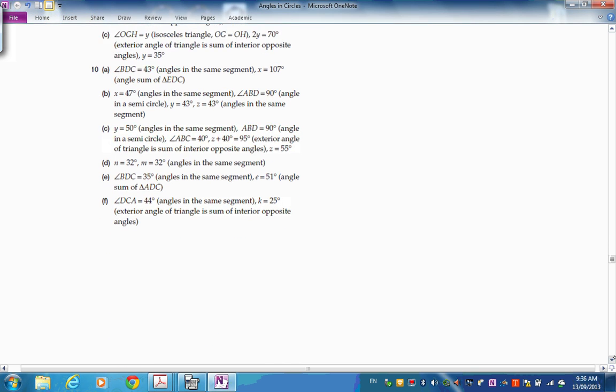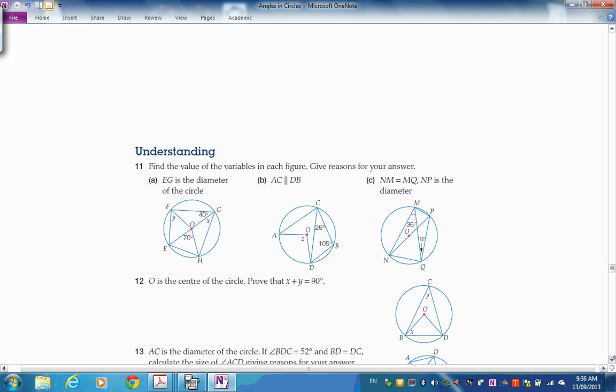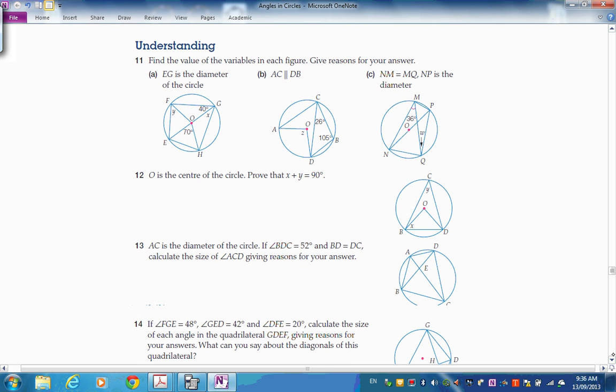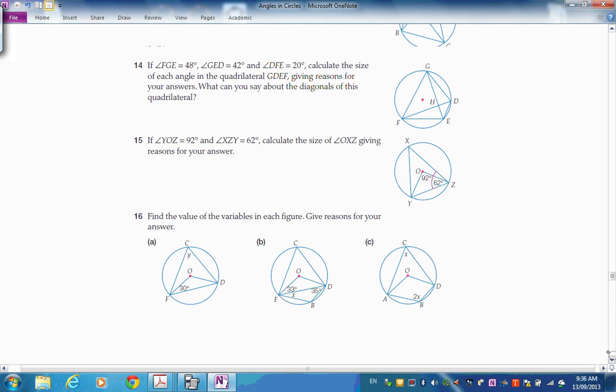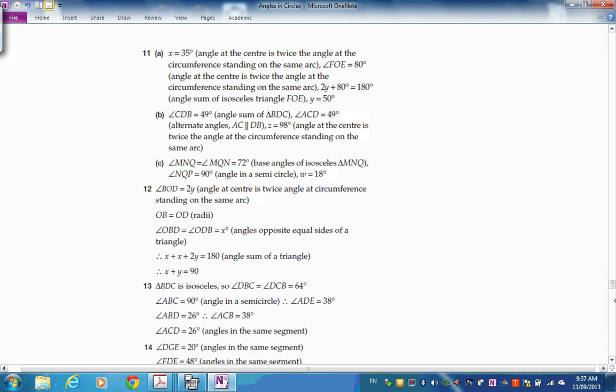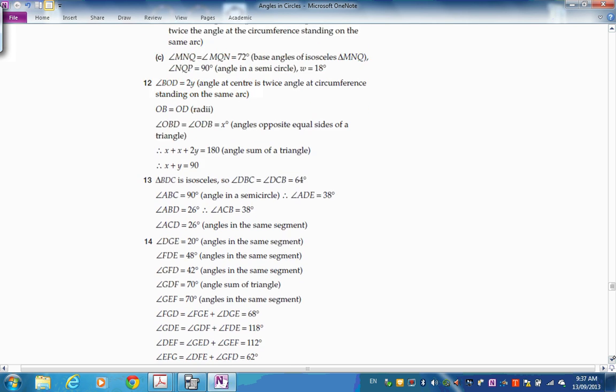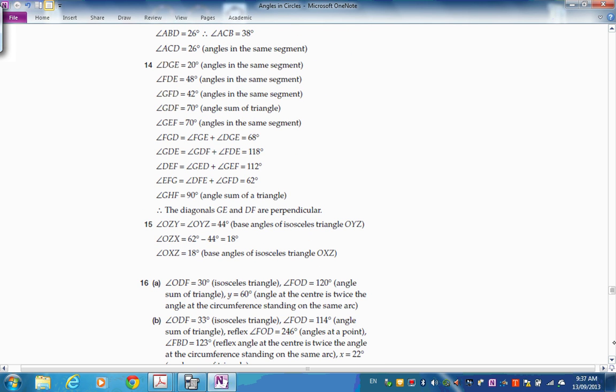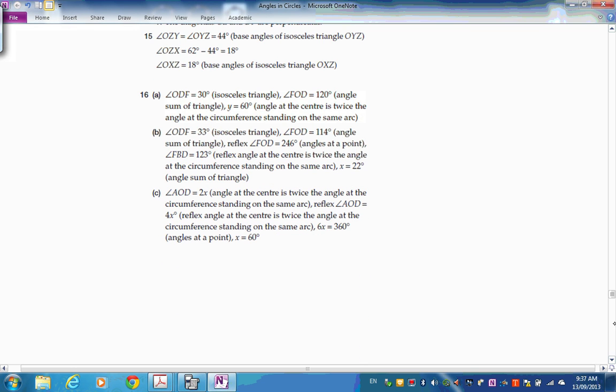Okay, want to do some more? Let's go a bit more advanced now. You understand these are all from Pearson's textbook, of course. 11, 12, 13. 14, 15, 16. Let's look at the answers. 11 and 12 and 13. 14 and 15. 16.